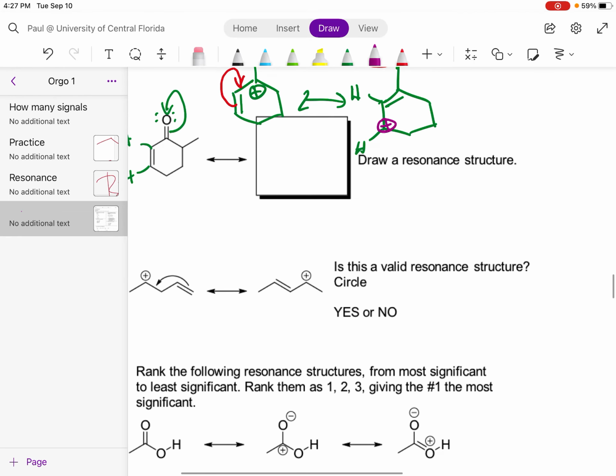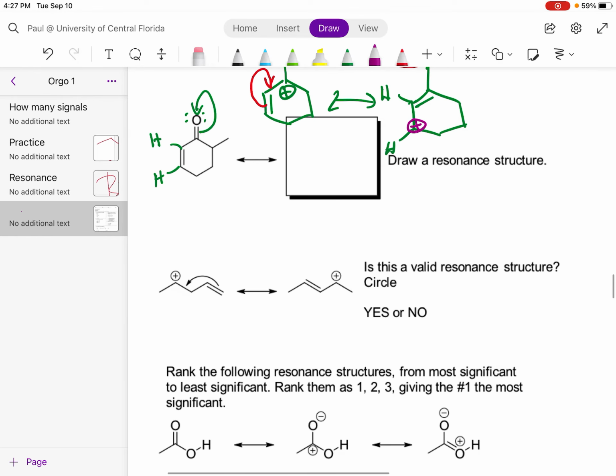Okay, so let's look at this one. Is that a valid resonance structure right there? No, it is not. Because you've broken so many rules, or 2 major rules. The first one, you cannot take pi electrons and skip the adjacent bond and go to the next one. That can't happen.